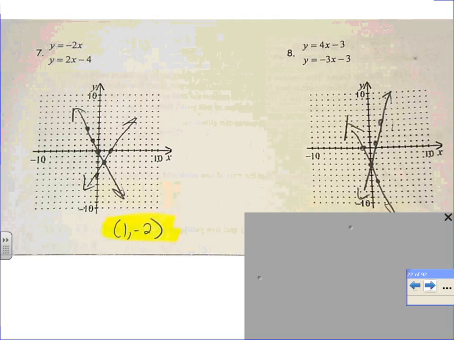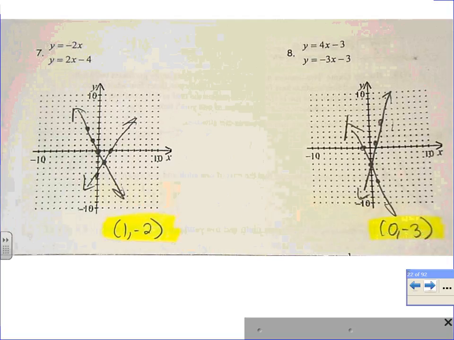No, did you use your calculator? Okay, no. Jackie, what did you get for 8? No, did you use your calculator? Okay, that's weird. Heather? Yeah, it should be 0, negative 3. Maybe you guys typed it in wrong. It's the only thing I can think. So 0, negative 3 for number 8.